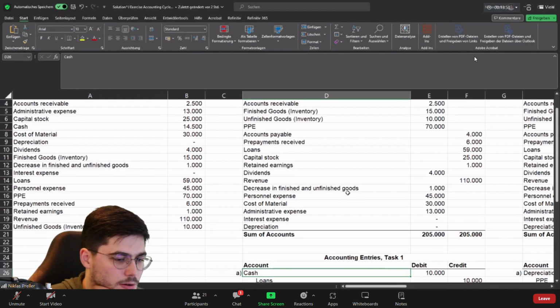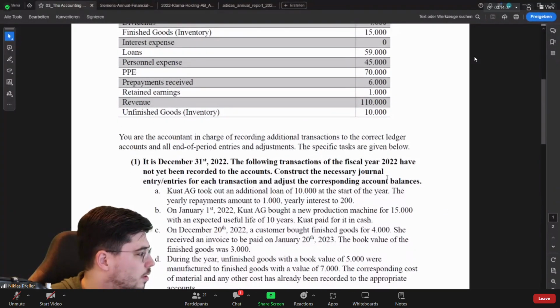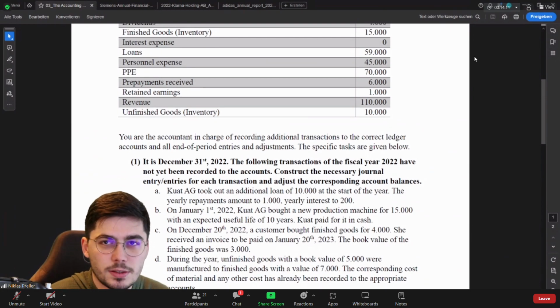After that, we also have in the transaction the yearly interest and yearly repayments given.